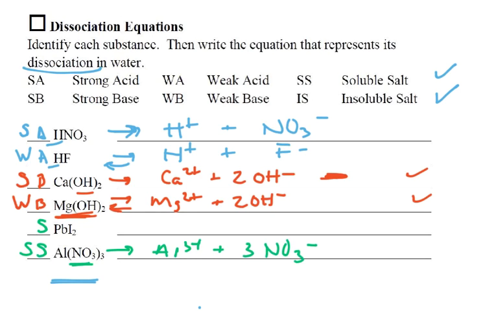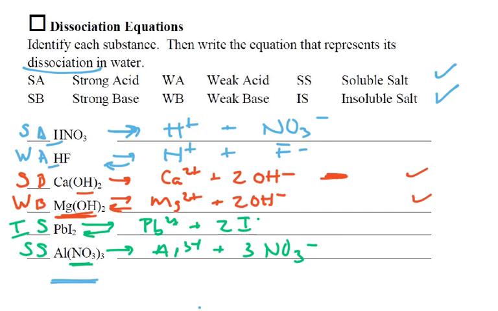And for PbI2, we have to learn from our solubility rules that chlorides, bromides, and iodides are usually soluble except for silver, lead, and mercurous. So this is one of the examples of a salt that is not very soluble. We say it's insoluble, but in reality it breaks up a little bit, and we get Pb2+ and 2 I-. And those are the dissociation equations for these 6 compounds.